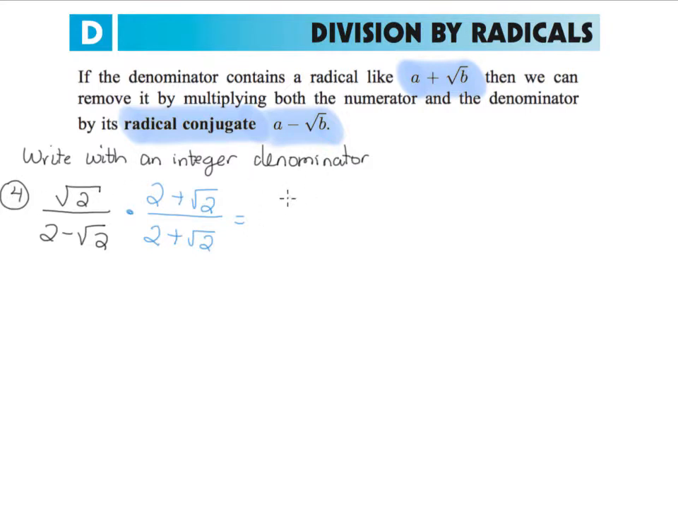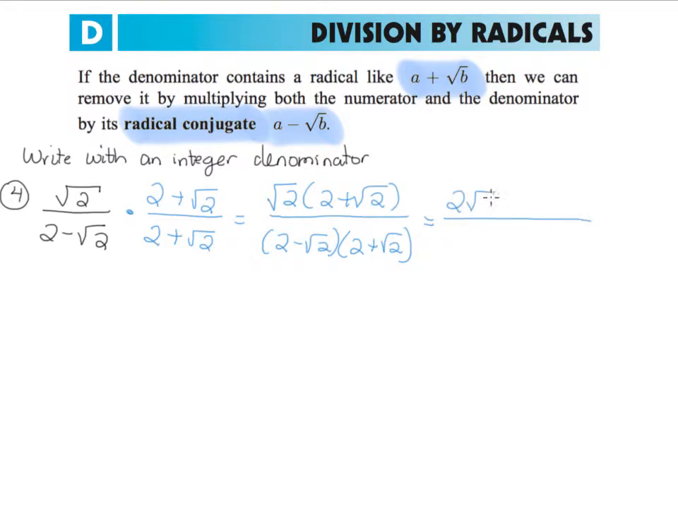So let's just multiply across. That's going to be the square root of 2 times 2 plus the square root of 2 for our numerator. And for our denominator, we have 2 minus the square root of 2 times 2 plus the square root of 2. Recalling from section C, we're going to do the distributive property on the top, which gives us 2 times the square root of 2, plus the square root of 2 times the square root of 2, which is simply 2. And in the bottom, we have a difference of squares, so it's just going to be the first term squared.